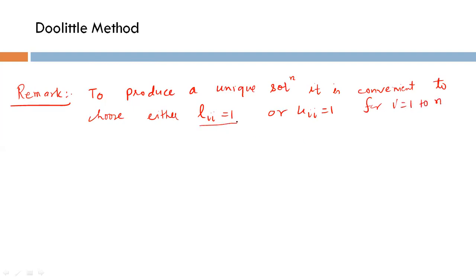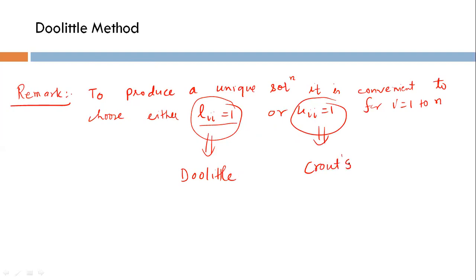Means you can take L11 equal to 1, L22 equal to 1, L33 equal to 1, or U11 equal to 1, U22 equal to 1, U33 equal to 1. This was chosen by Doolittle, you can see in my previous slide, and this was chosen by Crout. So this is the only basic difference between Doolittle and Crout method. Now I'm going to solve one example based on Doolittle method.